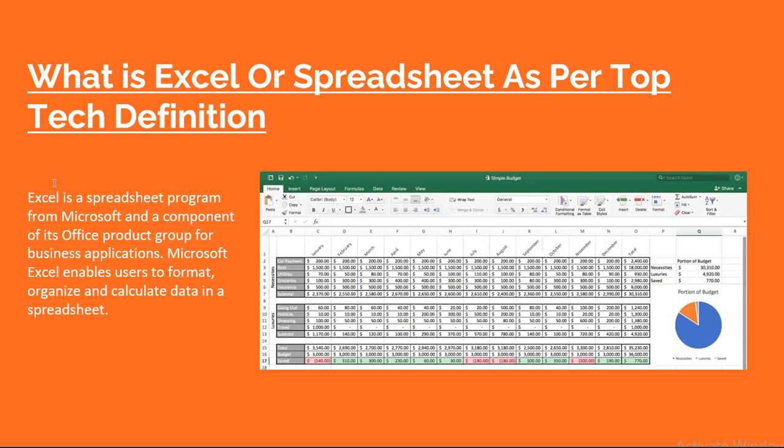Excel is a spreadsheet program from Microsoft and a component of its Office product group for business applications. Microsoft Excel enables users to format, organize, and calculate data in a spreadsheet.